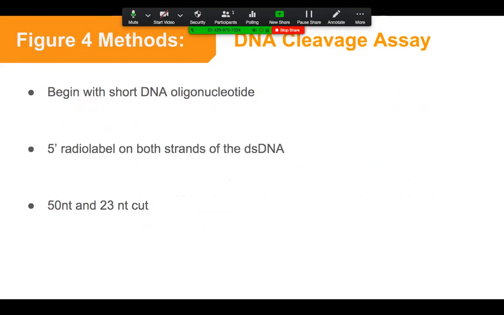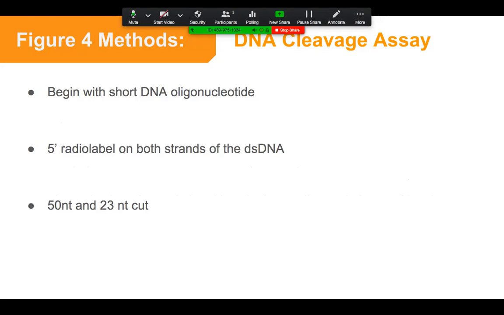So we're going to go into the methods. They used a DNA cleavage assay in figure 4A. So they began with a short DNA oligonucleotide, and they radiolabeled both strands of the double-stranded DNA on the 5' end. In this particular figure, it was cut at 50 NT and 23 NT.